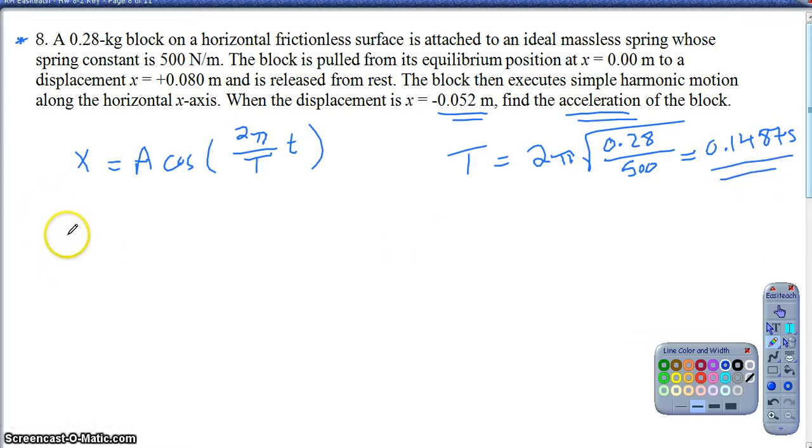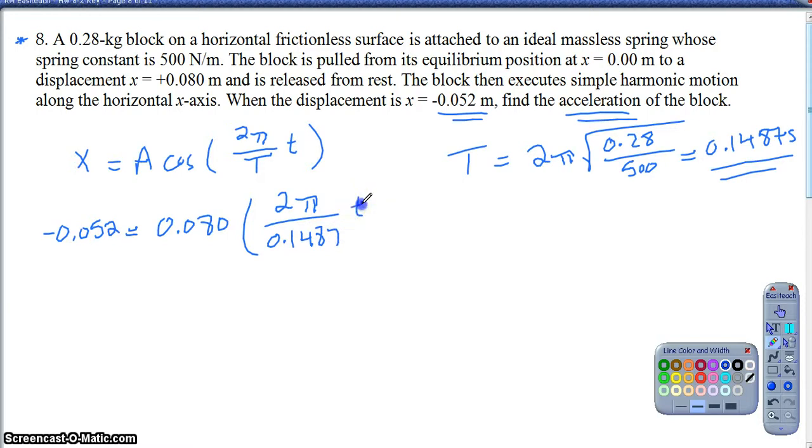So then plugging into my position function, again my goal is I want to figure out how long it takes for it to reach that position. So I'm going to go ahead and plug in the negative 0.052 as my position, I know my amplitude is where I started at there. That's where it was released from. So 0.080. And then times 2 pi divided by the period, which I just found was 0.1487. And then times the time, which I don't know yet, right? Oops, I forgot my cosine in here. There we go. Okay, so the cosine of this whole mess.